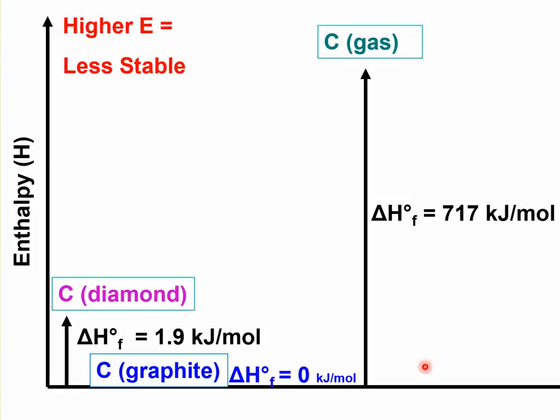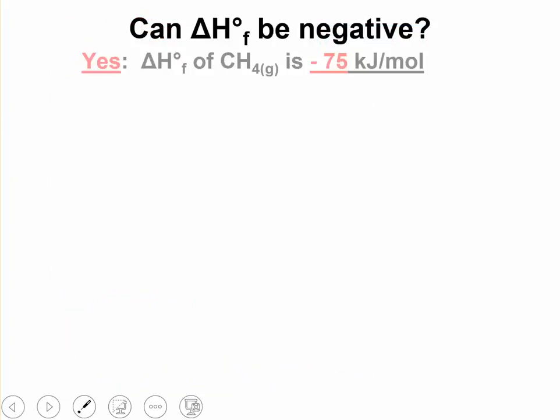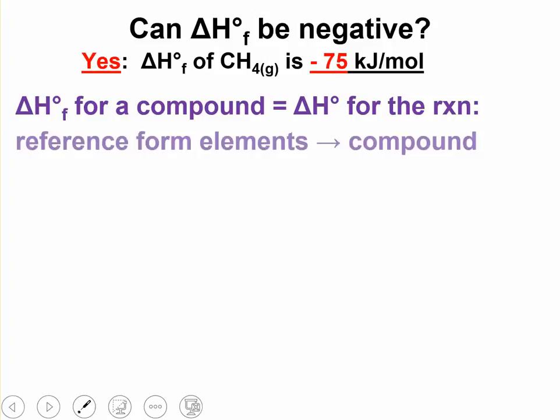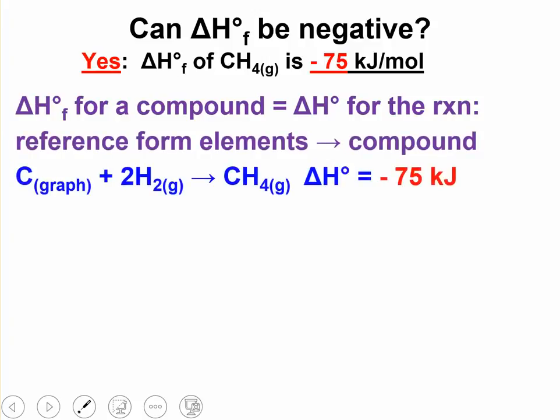So if the reference form is always defined as 0, is it possible to have a compound with a negative heat of formation? Well, it is possible for a compound. For the element, 0 is the most stable form, so they're not normally negative, but for a compound they definitely can be. And the way it works for a compound is that you have to consider the reaction to make that compound from its reference form elements.